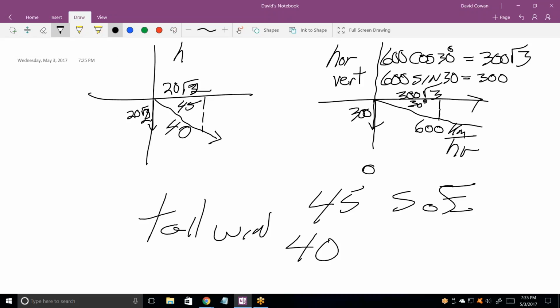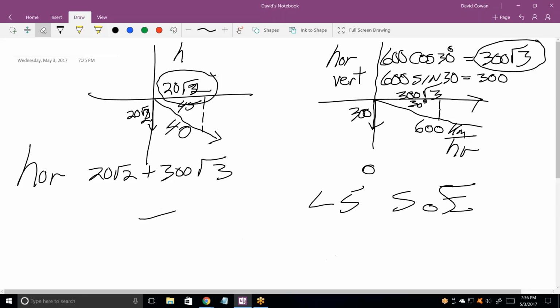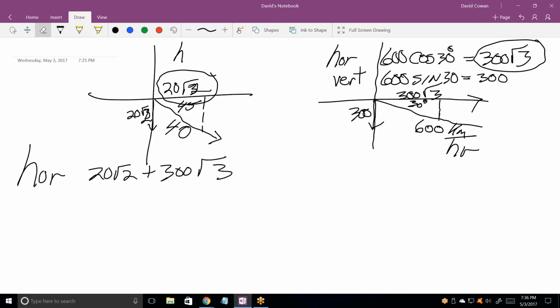Okay, now we're going to add the x component of the wind to the horizontal component of the plane. So the new horizontal component of the wind and the plane combined is 20 root 2 plus 300 root 3. With me? Yeah. Should I calculate that? Not yet, not necessarily. Maybe. We'll see. Let's first of all figure out what it is, and then we can figure out how to get these numbers.